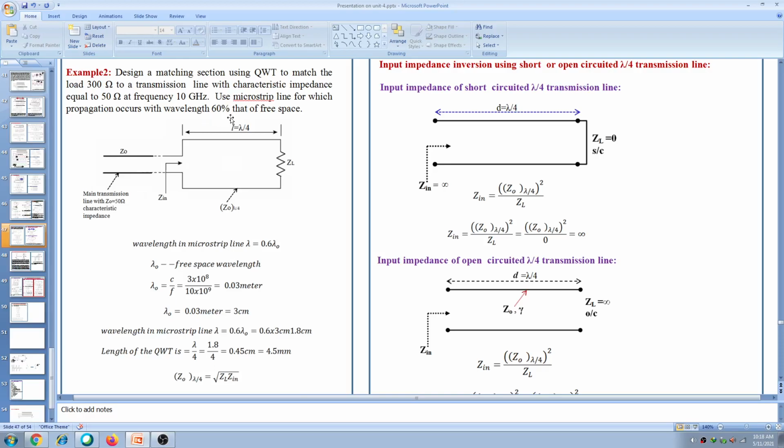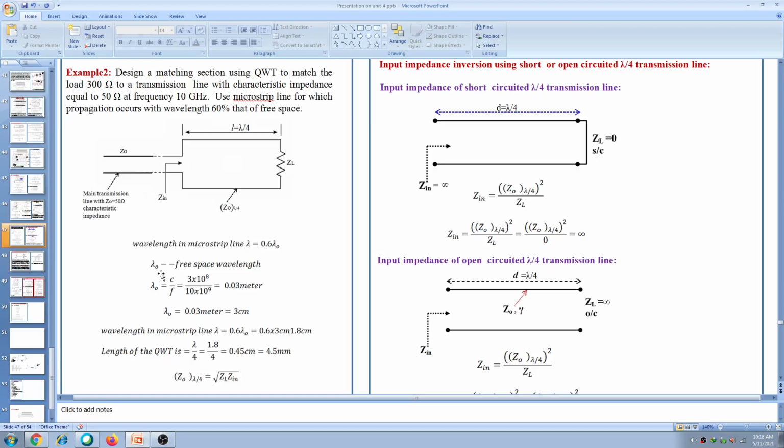Now you see here, the wavelength in the microstrip line is given, that is 0.6 times the free space wavelength. The wavelength in all media is not the same. The wavelength depends upon the medium, the type of transmission line, whether it is a coaxial cable, two wire line, or microstrip line. In free space it is lambda naught. In this problem, a microstrip line is used and the wavelength is given as 0.6 times lambda naught.